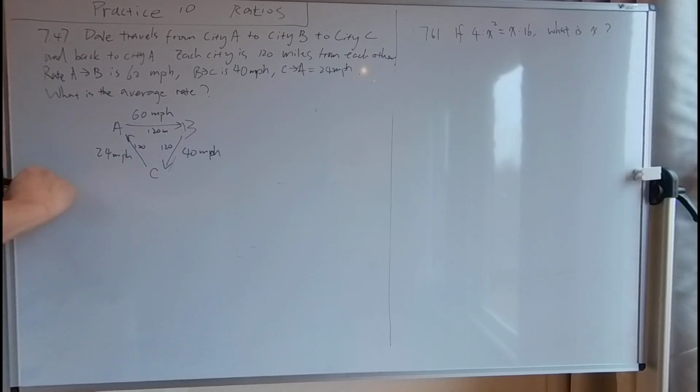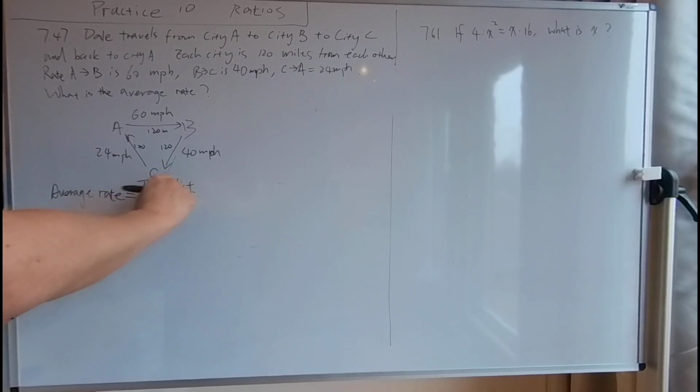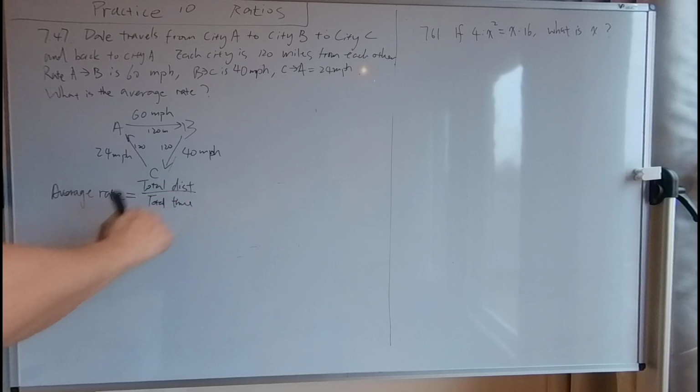So the average rate can be calculated by, remember, speed is distance divided by time. So the total distance, because I have 3 segments, over the total time, because Dale is traveling under a different speed within each segment.